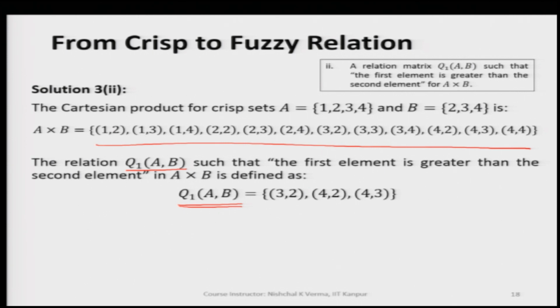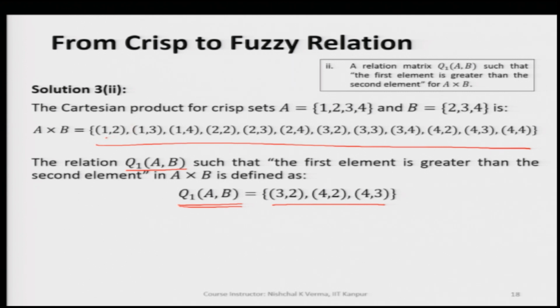So, first element is greater than the second element means we have to look into all the ordered pairs for the first element, which should be greater than the second element in the same pair. So, we find here 3 pairs as elements of this set Q1 A comma B, where we see that the first element is greater than the second element. No other pair in A cross B, in the Cartesian product of A and B, is giving any pair which satisfies this condition.